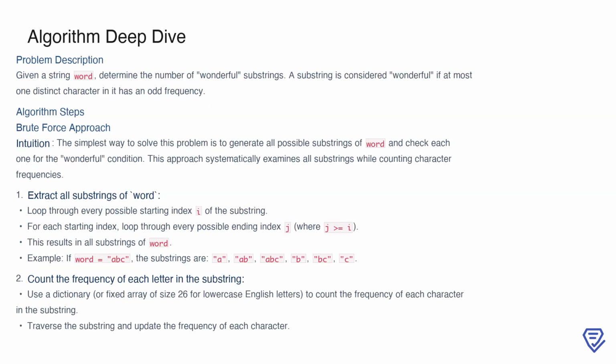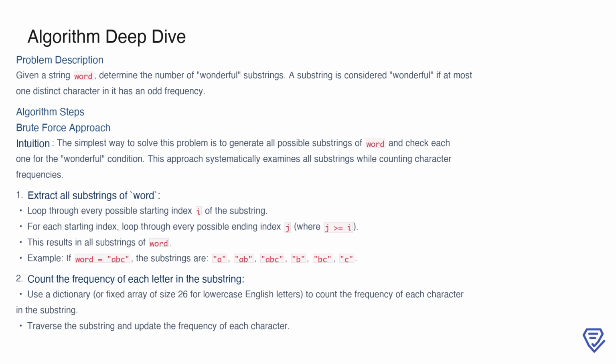To solve the problem of counting wonderful substrings, we start by understanding what makes a substring wonderful. A substring is wonderful if at most one distinct character within it appears an odd number of times. The brute force approach begins with a straightforward intuition: generate all possible substrings of the given string word and check each one to see if it satisfies the wonderful condition. First, we extract all substrings by iterating through every possible starting index i and, for each i, iterating through every possible ending index j. This produces all substrings, such as a, and abc for a string abc.